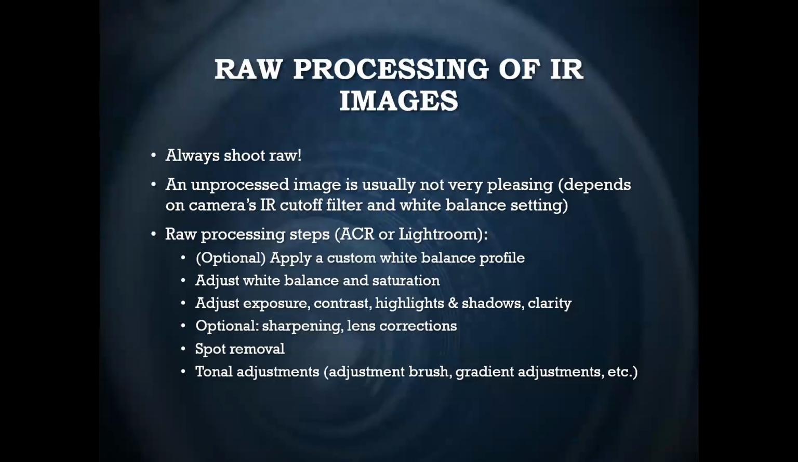Let's see, what's next? Oh, raw processing of infrared images. First of all, rule number one, always shoot raw, because you're going to need to post-process infrared images out of your camera, almost without exception, at least in my experience. Now, what John just said about the 830 nanometer filter might make a liar out of me, but apart from that, with any other filter, you're almost certainly going to want to do some significant post-processing. So yes, shoot raw. It's by far better than shooting in JPEG.